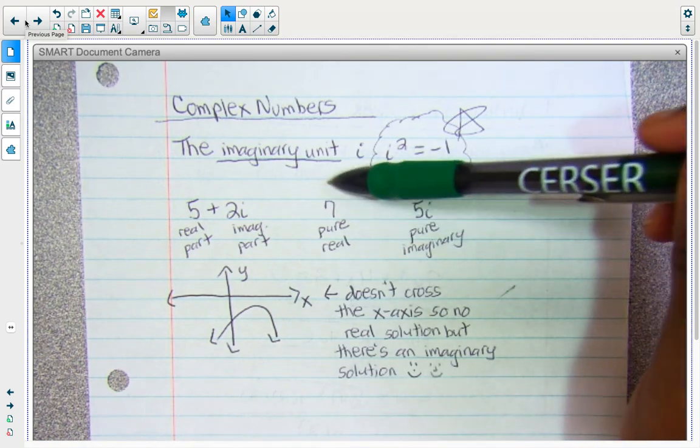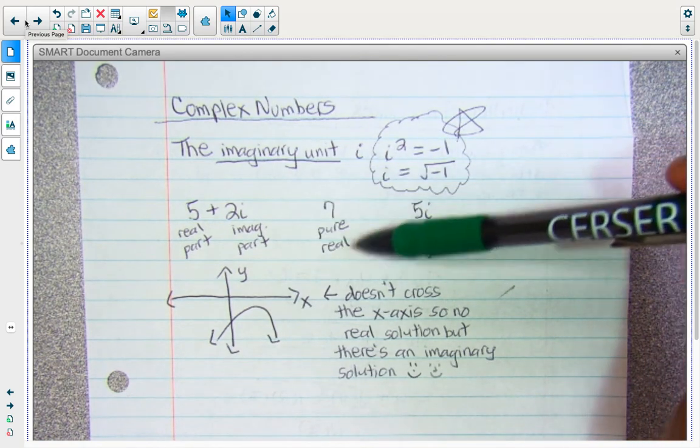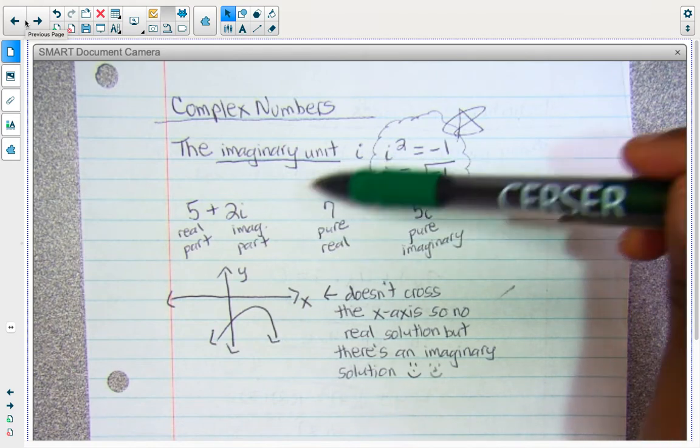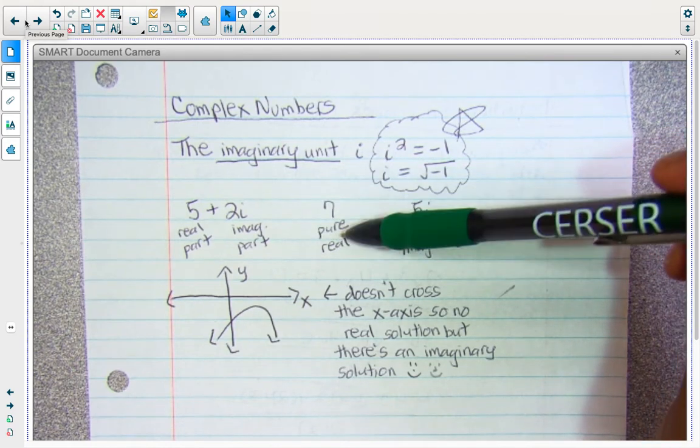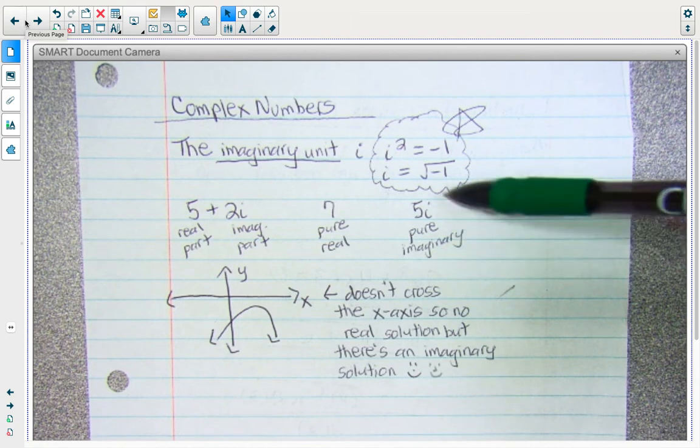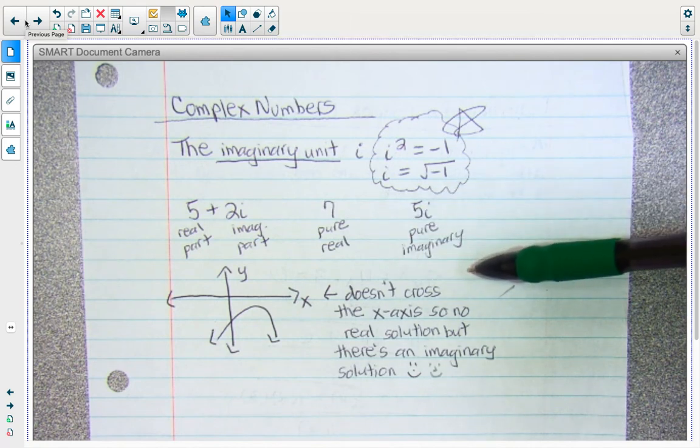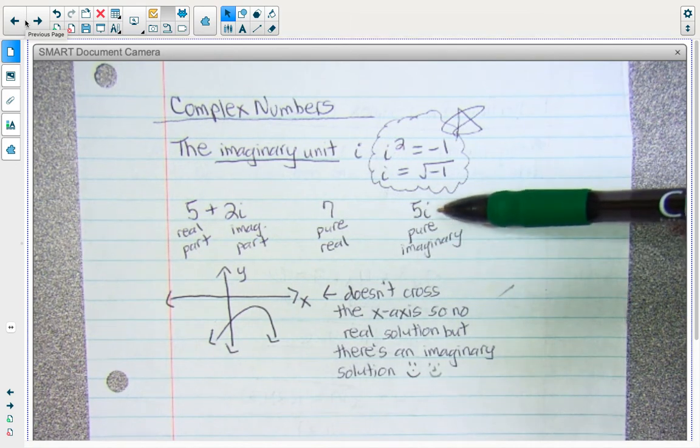Most of the time, we only work with the real numbers, whether they be fractions, decimals, whole numbers, integers. Most of the time, we only work with pure real numbers. Very rarely do we work with pure imaginary numbers, but they're out there, like this 5i.